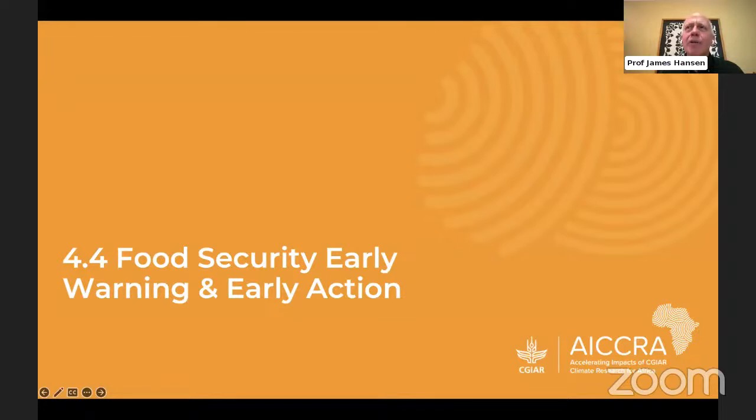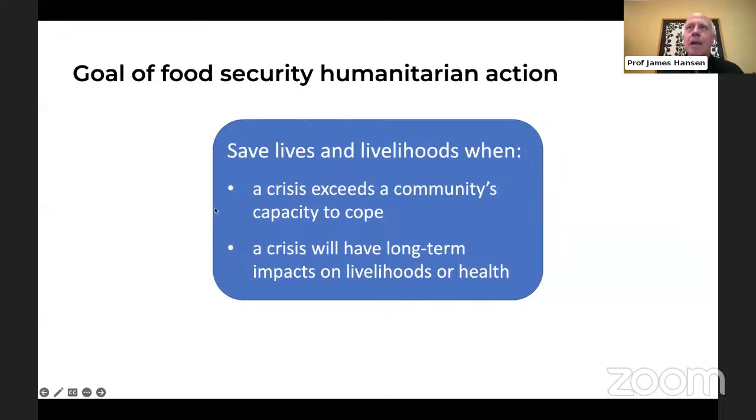The final use that I want to highlight of climate services for agriculture is now on the humanitarian community side, food security, early warning, and early action in particular. So the goal of food security humanitarian interventions is to save lives and save livelihoods when, number one, a crisis exceeds a community's capacity to cope, and number two, when the crisis may have long-term impacts on livelihoods or health.